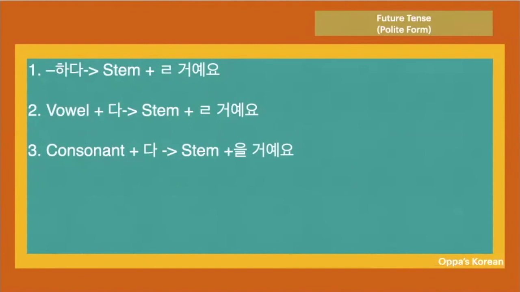To briefly summarize, today we covered future tense. For the first group, verbs ending with 하다, you find the stem first and then put ㄹ 거예요. For the second group, verbs ending with vowel plus 다, you find the stem first and put ㄹ 거예요. For the last group, verbs ending with consonant plus 다, you find the stem first and then put 을 거예요.